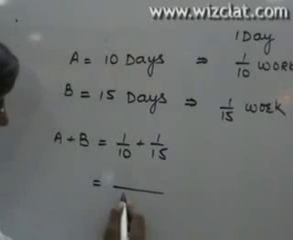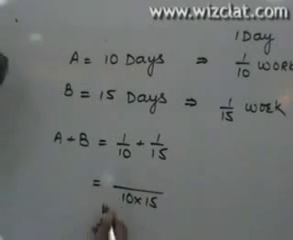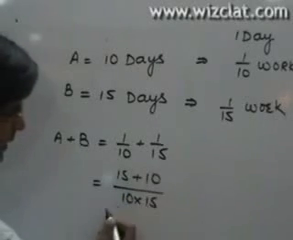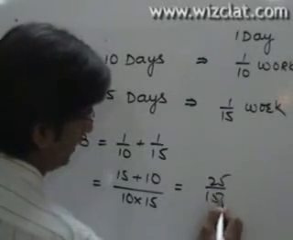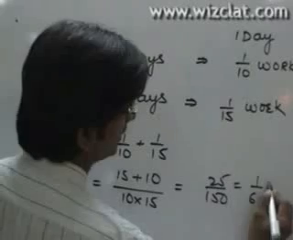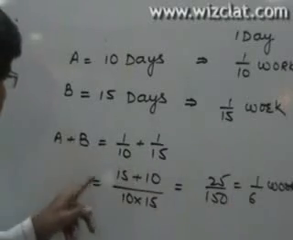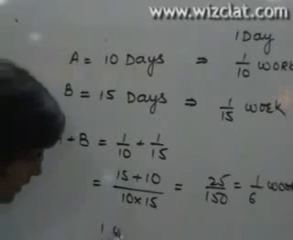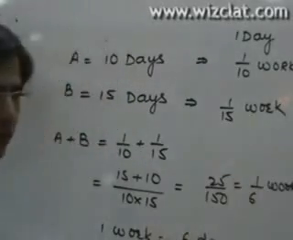If I take LCM as 30, but I would prefer not to take 30 because maybe sometime we can use some shortcuts at a later stage. I'll take LCM as 10 into 15. This will be 15 and this will be 10. On solving we get 25 upon 150, or we will say 1 upon 6 work. So the approach here says, to do 1 upon 6 work, it requires 1 day by A and B together. Therefore, to do one work will require 6 days. We will simply reverse this.